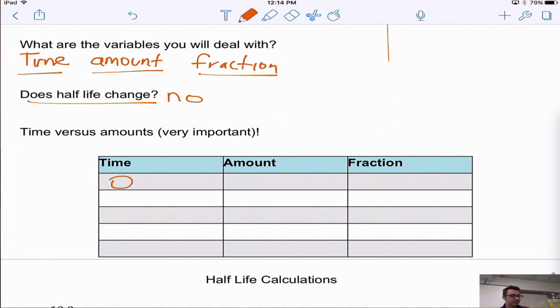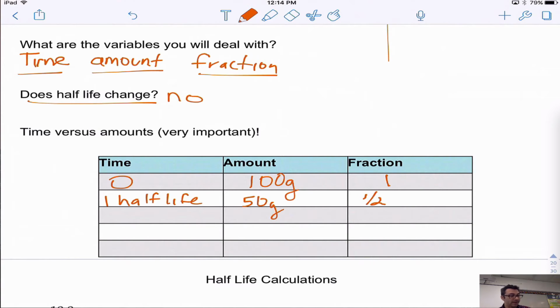So when you start at time 0, if you were to pick a random amount, like we could pick 100 grams, your fraction that would remain would be 1 whole. If you were to then undergo one half-life, that would be a certain amount of time. We're going to say 1 half-life. Then you would have half left. You'd have 50 grams remaining, and 50 grams would have decayed. And your fraction remaining will be 1/2.